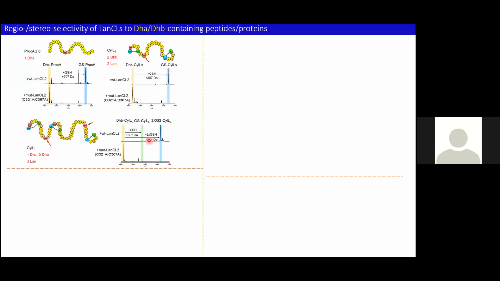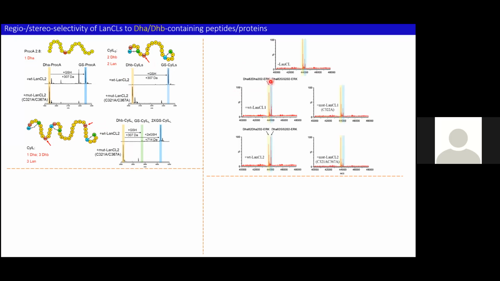Interestingly, we also find stereo selectivity for the LanCL proteins. We use different DHA or DHB binding peptides and proteins to test them. First of all, we choose 3 different peptides. They contain various numbers of DHA, DHB, or LanCL groups. We find that LanCL cannot catalyze the addition of GUFA to all these dehydroamino acid peptides. They only choose the DHB or DHA far away from the bulky steric hindrance. So there's a steric selectivity to the enzymes.